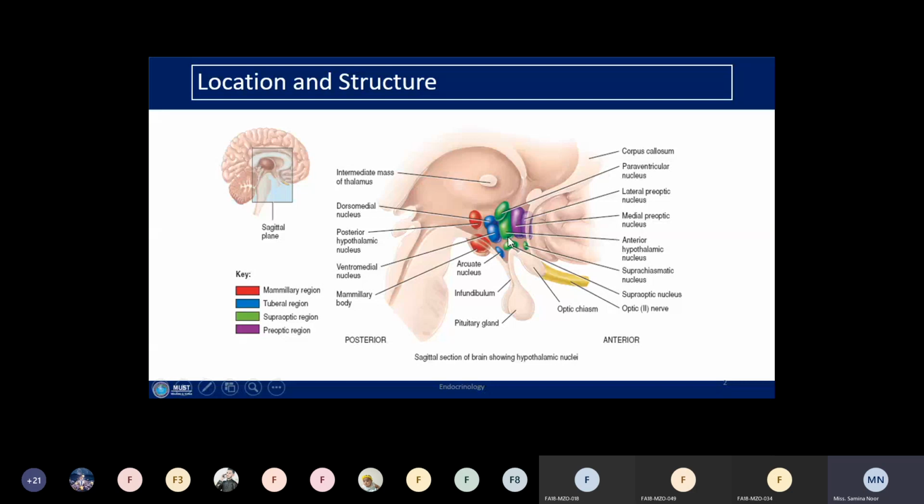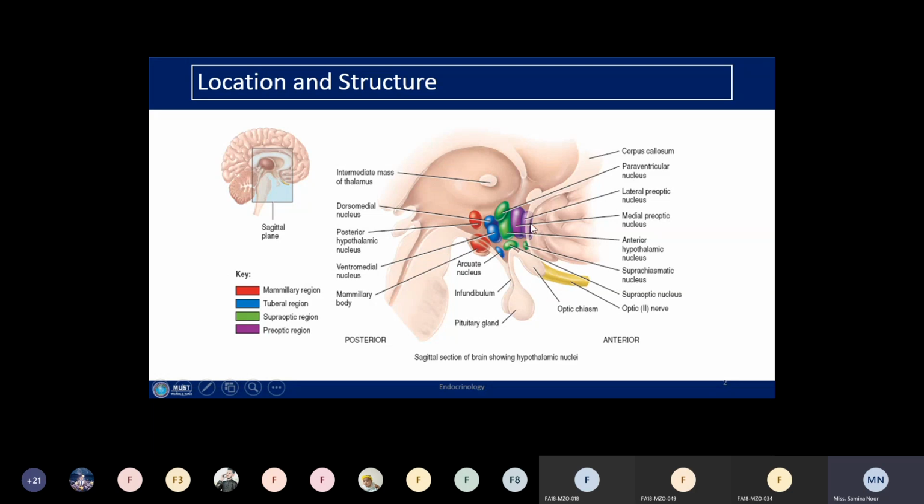So this green color actually marks the supraoptic region. This supraoptic region contains the supraoptic nucleus, the anterior hypothalamic nucleus, and also the paraventricular nucleus. The major parts of the supraoptic region are known as the paraventricular nuclei and the supraoptic nuclei. The region which lies anterior to the supraoptic nuclei is known as the preoptic region.